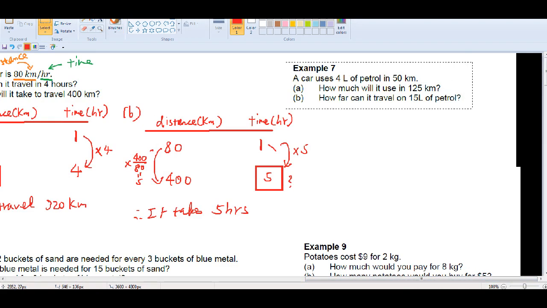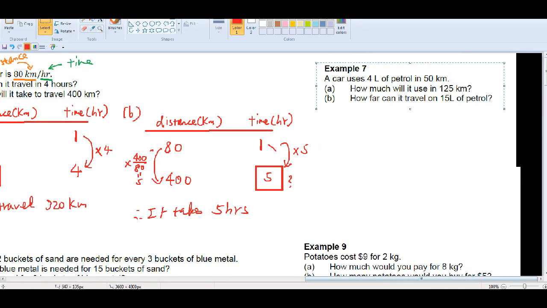Not much room for this one, so need to create some space. Okay, so let's do the second one. Question 7. A car uses 4 liters of petrol in 50 km. So you see two quantities. That's one quantity, this is what we call volume of petrol. The other quantity will be 50 km, which is distance travelled.